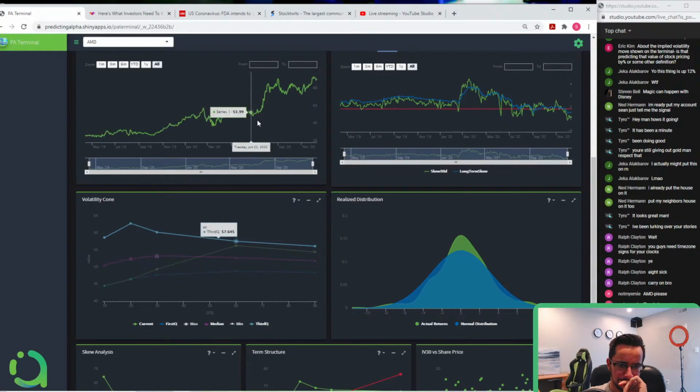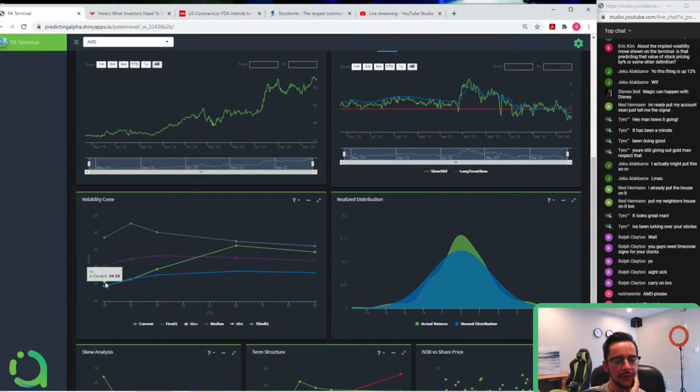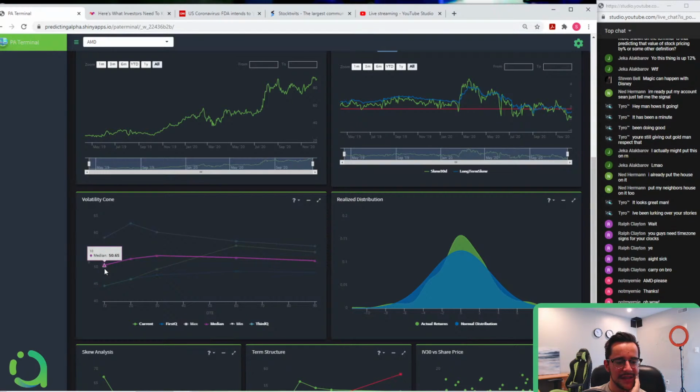This is kind of interesting. We're actually seeing vol below where it usually is for the 10 DTEs. This is kind of interesting.